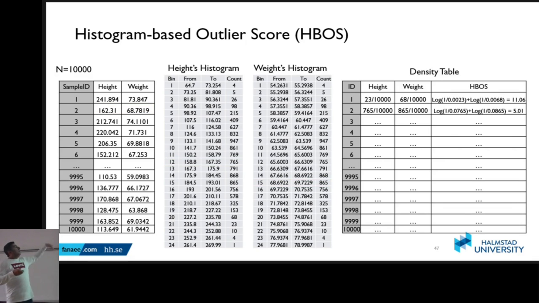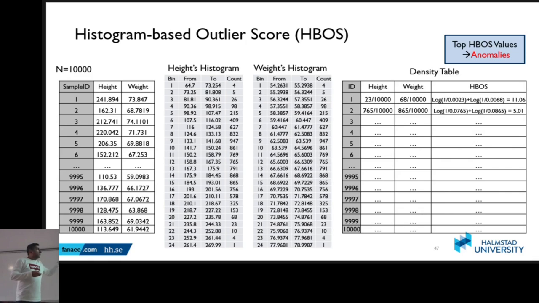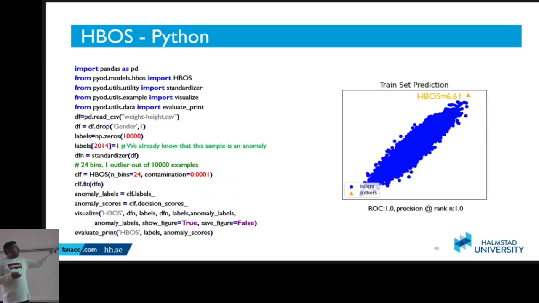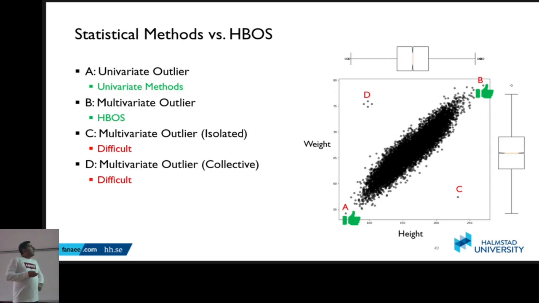If you compute this for any of these samples, those with higher HBOS values are more abnormal. This is the basic idea, and it works in practice. And you can do it in Python with a few lines of code. But the problem is that this method probably has a problem detecting these kinds of events.